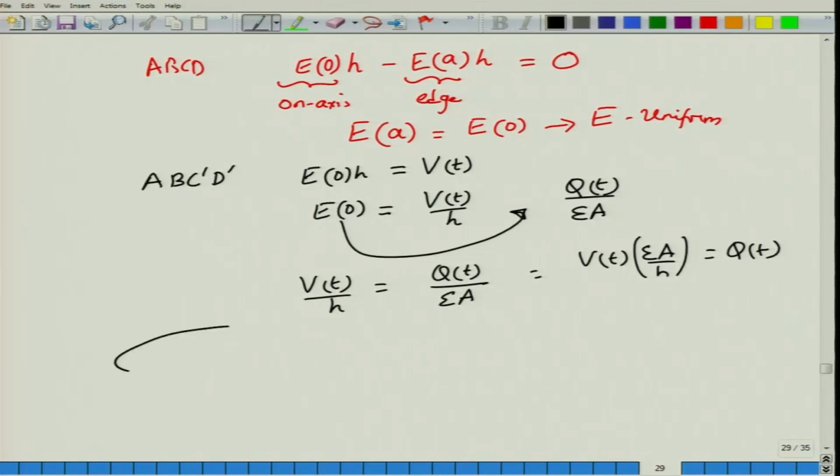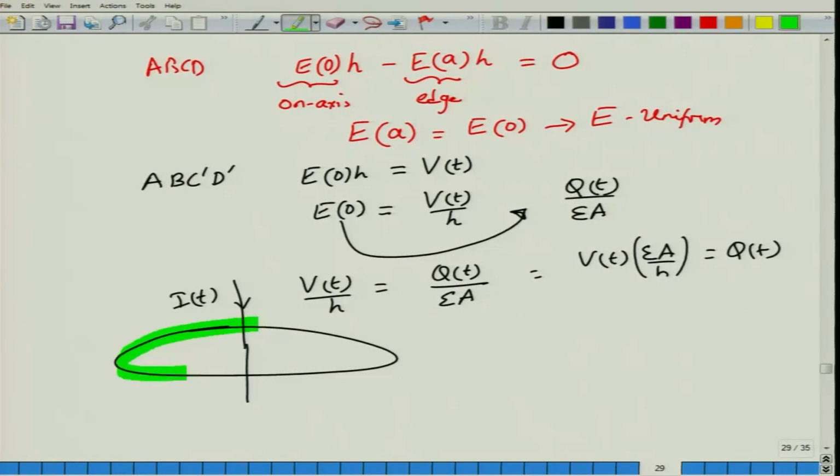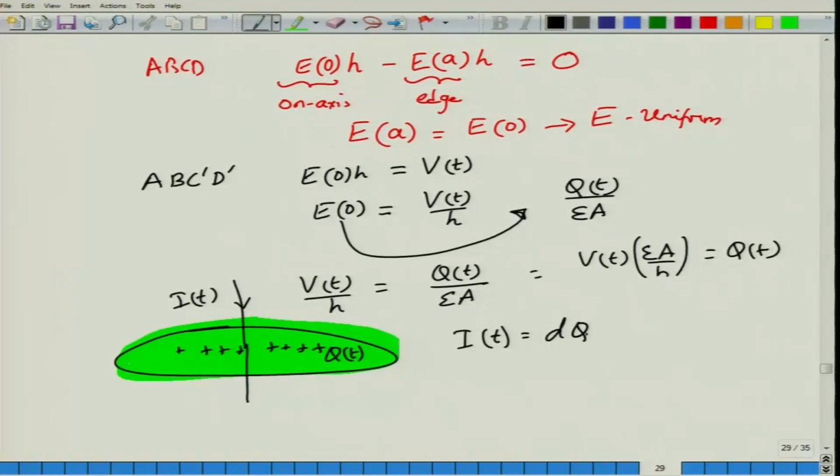I know that I have a top conductor to which there is an incoming current I of t and there is a certain surface around that, which is what we considered. So there is a closed surface, to which we are sending in the current I of t. What is happening as a result of sending current I of t? The charges inside are changing, right? So if the charge is q of t, then I know that I of t must be equal to dq of t by dt. This is from the continuity equation, correct? So from the continuity equation I know that I of t equal to dq of t by dt.